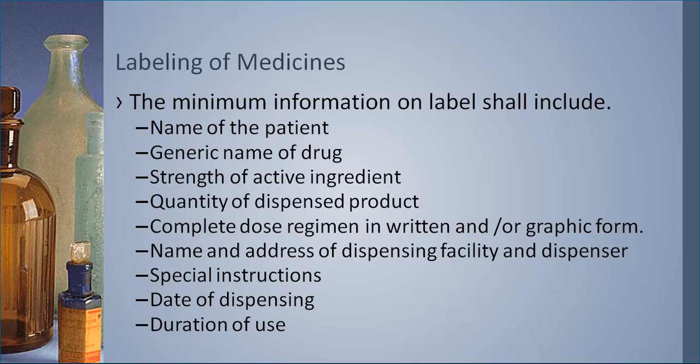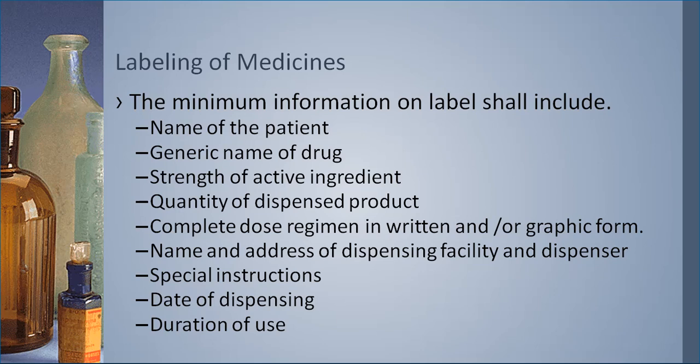Two, we also write a generic name. If a patient is buying a medicine like Vermox, we should label it with the generic name. We don't write Vermox. We write mebendazole. The strength of the active ingredient should also be written, and we have done this one in our last lecture. The quantity of the medicine you are dispensing should also be written on the label. How the medicine will be taken, that's what is called a dosage regimen. Any dosage regimen should be written there, or should be in graphic.